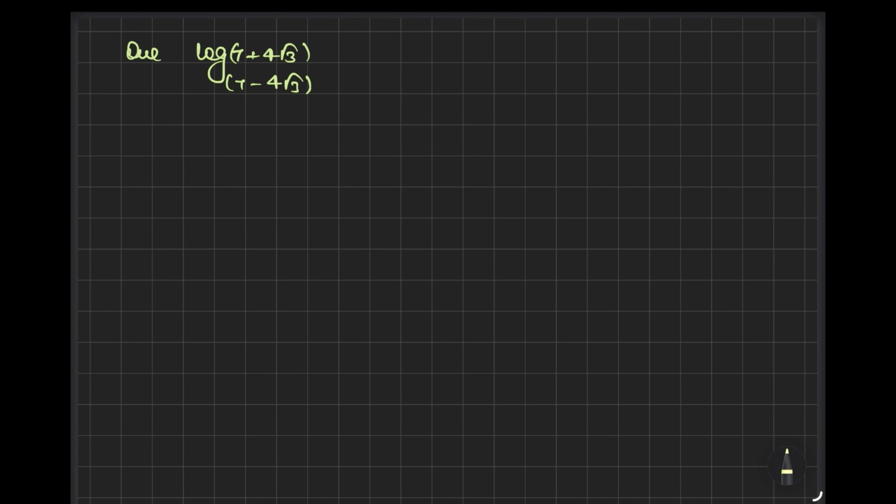So, we are back with a wholesome new session in which we will try to find out the value of log of 7 plus 4 root 3 to the base 7 minus 4 root 3. So, how will we solve this problem? We'll go with the basics.